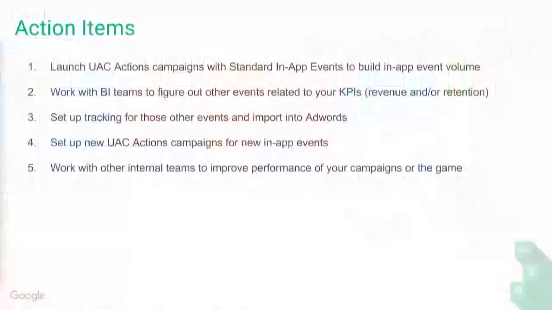And then lastly, once you have all those things set up, the last thing you'll be doing is using that data from your campaigns and from your buying to then improve either how the campaigns are doing or even the game itself. So I gave an example earlier of potentially using these new events to feed into your campaigns.